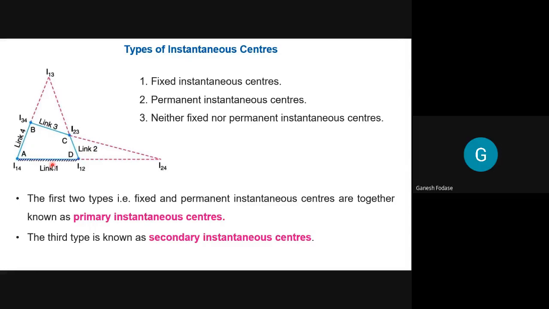Now, remember, actually how ICRs are located, I am telling you later on. First I am telling you about fixed ICRs. Okay, so which one is a fixed ICR?